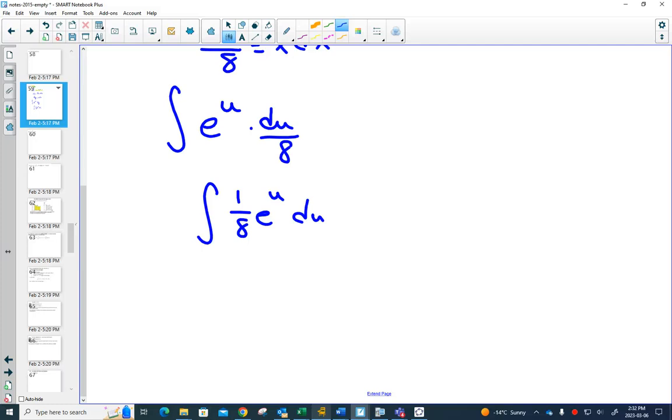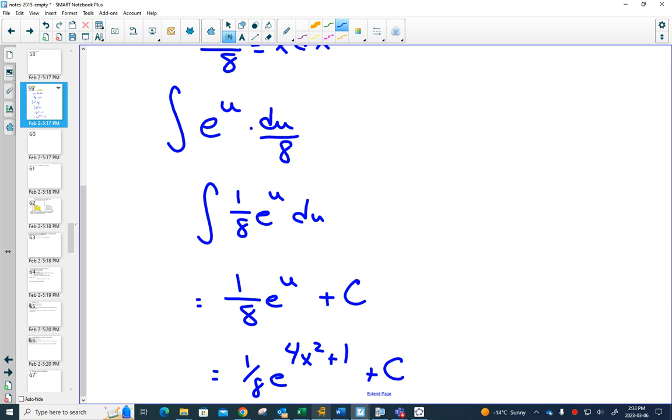This integral is easy. The integral of e to the u is e to the u plus c. So now we can substitute back in the 4x squared plus 1.